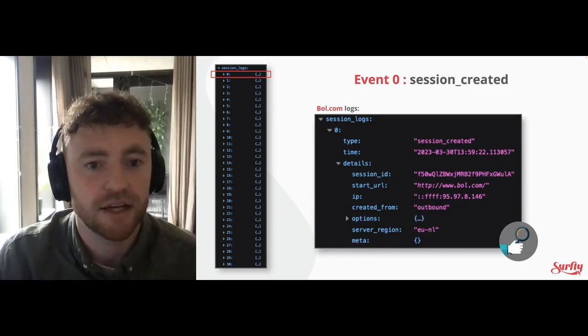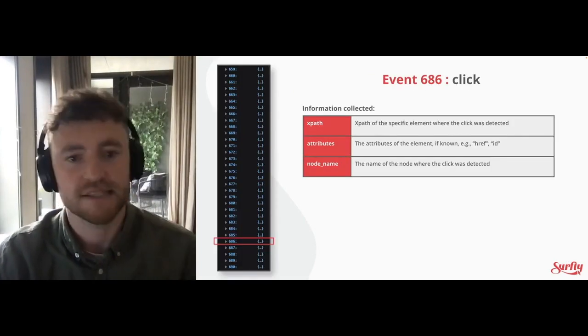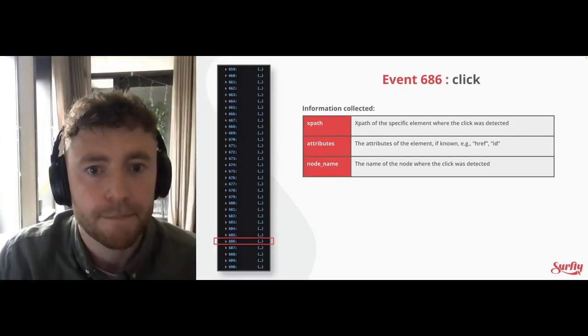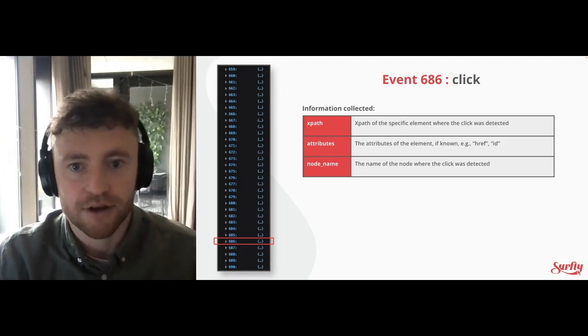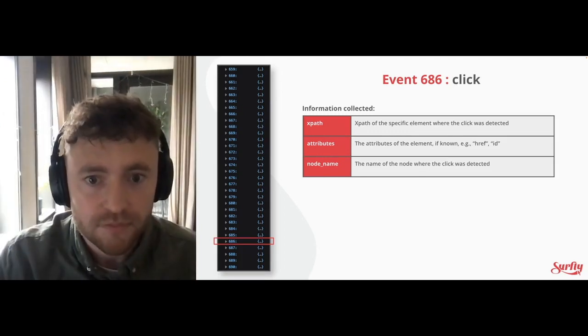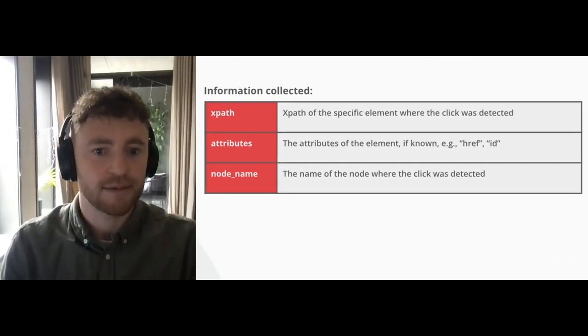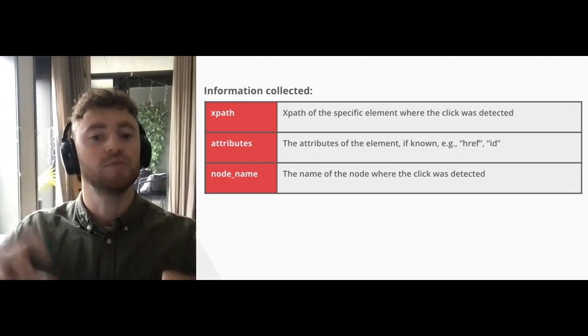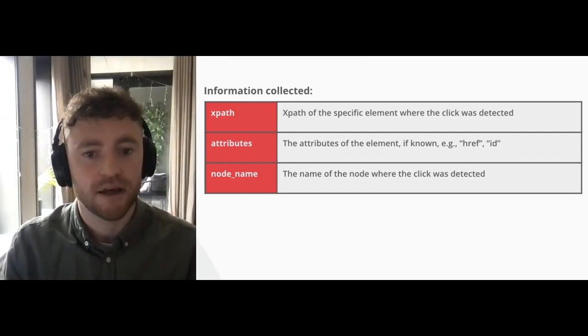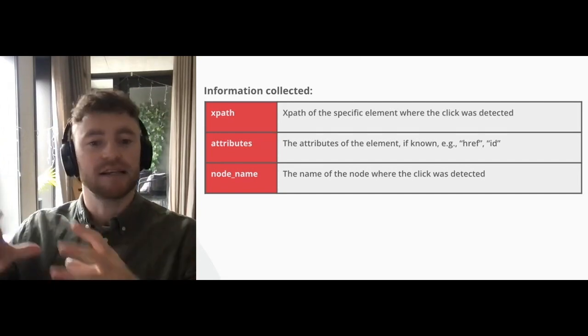So the next event I want to take a look at is much further down the list. It's a click event. So this is event 686. In the bowl session I showed you, it wasn't a very long session, but we can see we are already at number 686. We can see that we will be collecting the XML path, and this is the information we collect for a click: the XML path, the attributes of the element clicked on, and the node name. And as I said, each event collects different information.